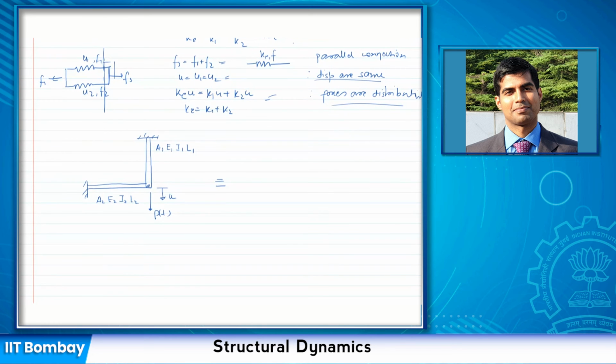Okay, if anybody has been able to finish this, then you can unmute yourself and let me know the answer. Let me know the arrangement, or just the equivalent stiffness. Sir, K equivalent is equal to A1 E1 by L1 plus 3 E2 I2 by L2 cube.